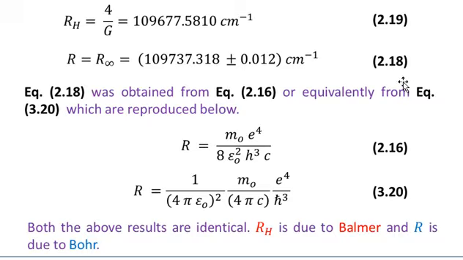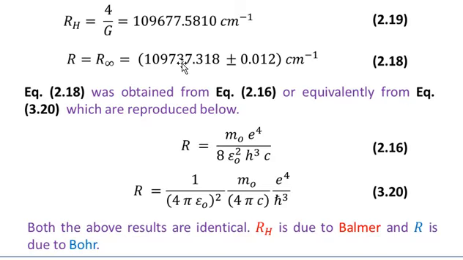You see that equation number 2.18 was obtained from equation number 2.16, which was modified in an appropriate form as given in equation number 3.20. Equation number 2.16 is the same as equation number 3.20, except that equation number 3.20 is written in a more refined and useful form. So both equations are the same. The data presented in equation number 2.18 was actually obtained from equation number 3.20 or from equation number 2.16, as both equations are identical.